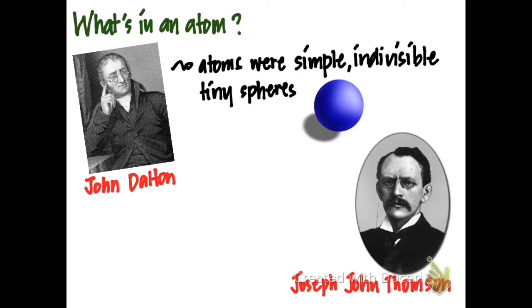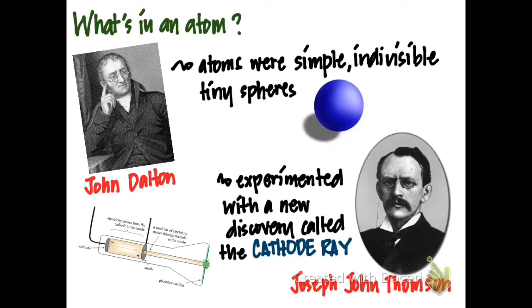The first clue came in 1897 when British scientist Joseph John Thomson experimented with a new discovery called the cathode rays. Cathode rays were mysterious energy that seemed to be emitted from some metals when they were heated and electrically charged. At first, many thought the rays were pure energy like light, but Thomson had the idea that they might be caused by particles and that these particles streamed away from the electrically charged metal because they also had an electric charge.